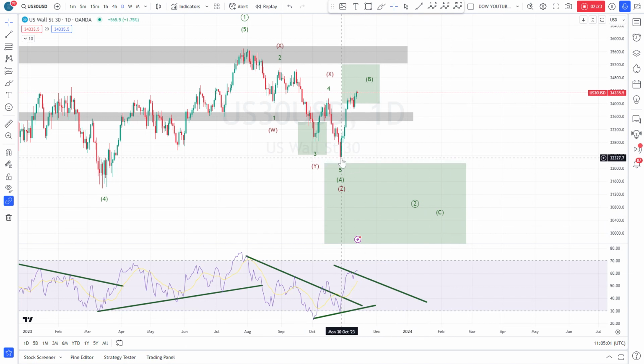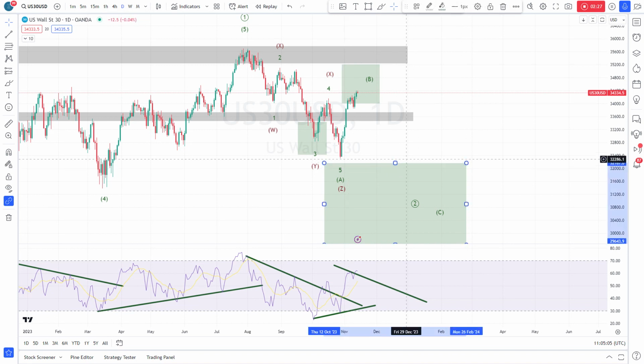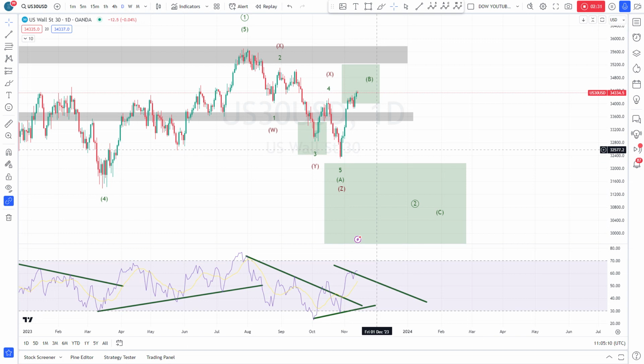Now, as you can see, we came quite close to the wave 2 area right here, and therefore in my previous higher time frame analysis, I introduced here a triple three correction. So the reason was that, like I said, we came quite close to the wave 2 area right here.